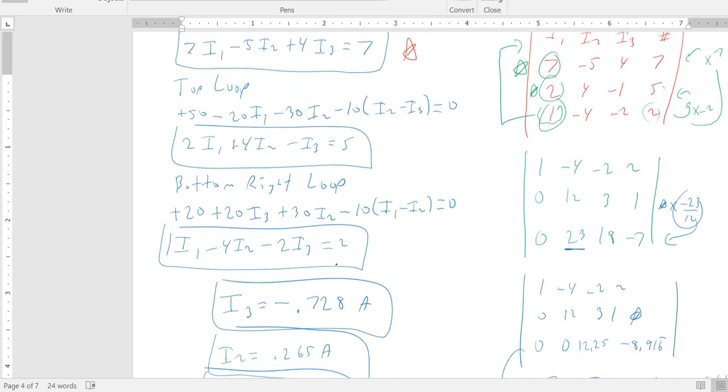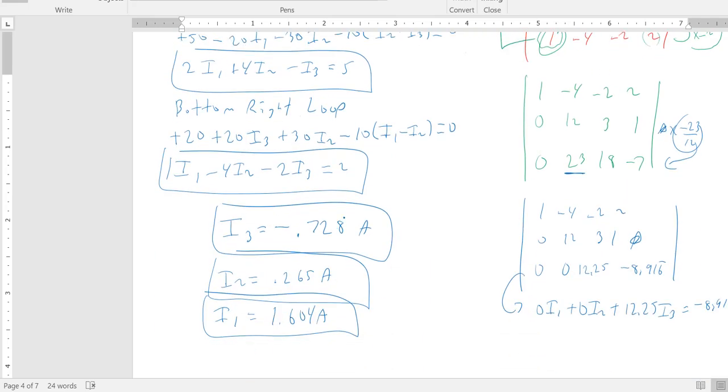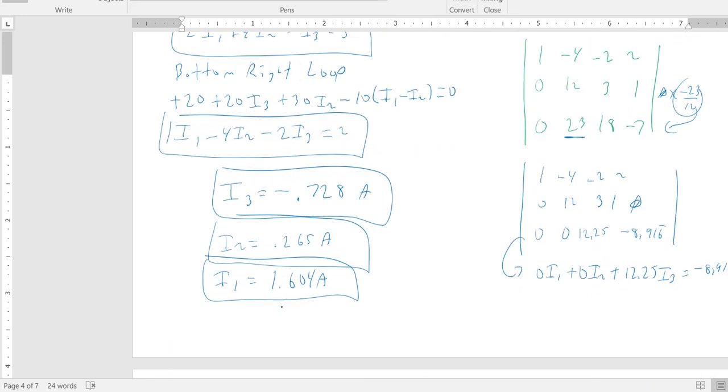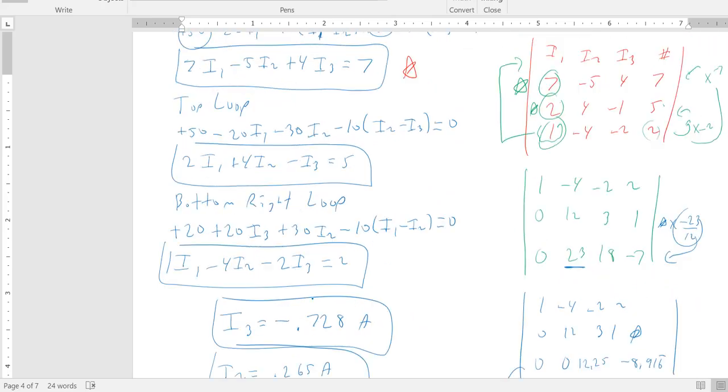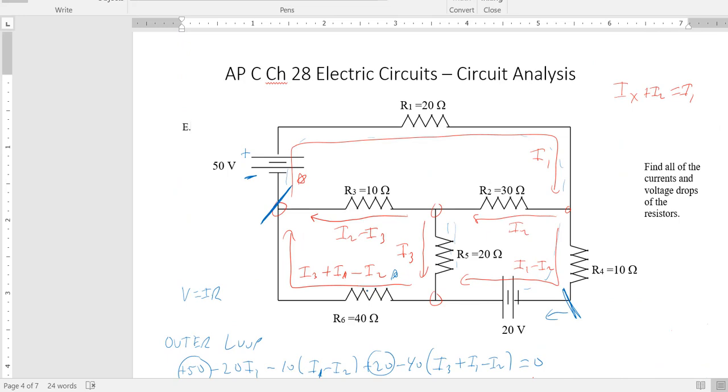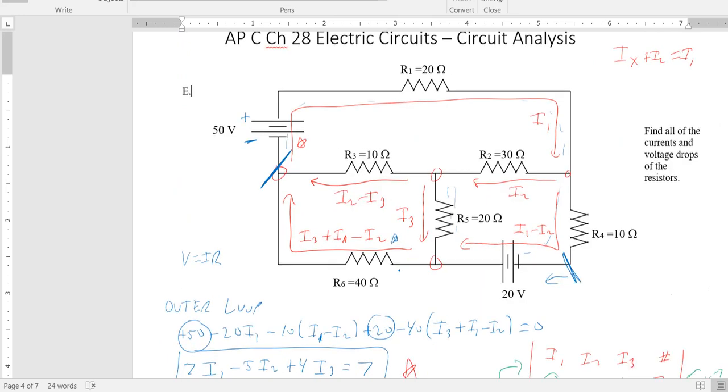Additionally, you can find any voltage drop you want now because you have every current everywhere. So for instance, if I wanted to find the voltage drop across R1 there, I would just take 20 times I1, which is 1.6, and you would get, whatever, just over 32 volts, okay? So you could find the voltage drop across any resistor by multiplying I times R at this point, now that you've got all the currents.